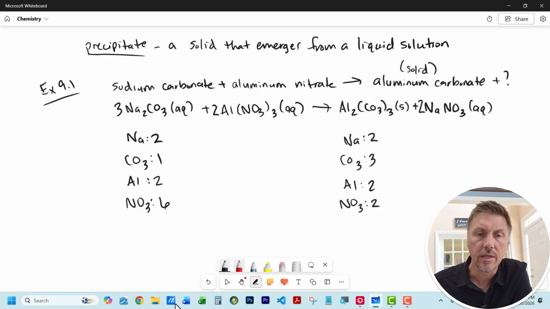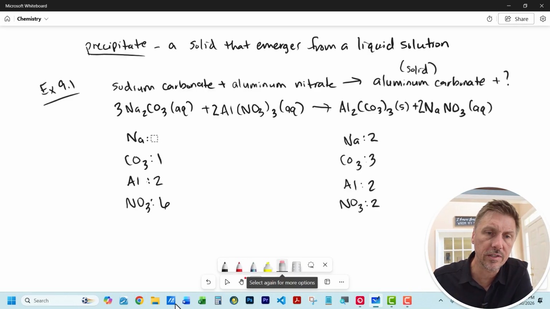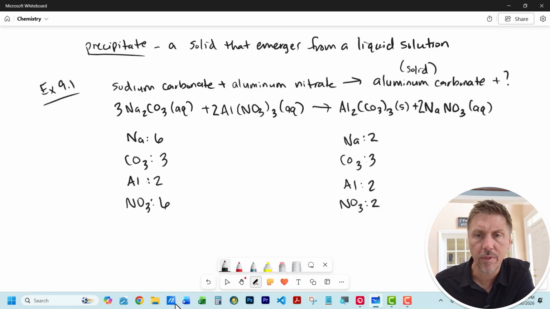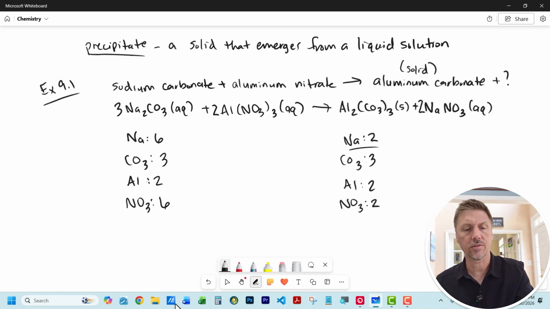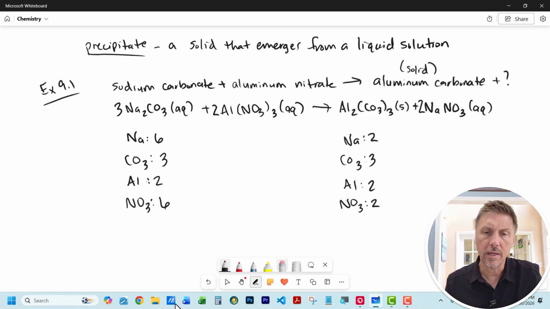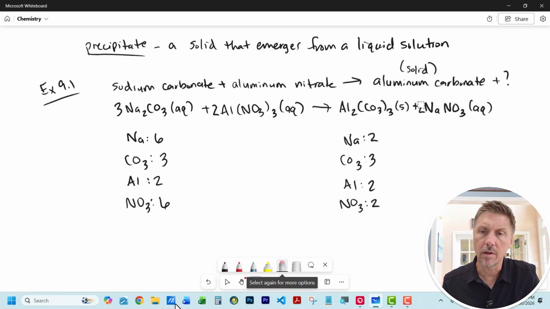We're going to put a 3 in front of the Na. Now that's going to give us 6 NAs, but it is going to give us the 3 CO3s that we need, right? And so we're kind of going back and forth here. We notice now Al and CO3 is okay, but Na is no longer accurate. So we have 2 NAs on the right side here, and we want to have 6 of those guys.